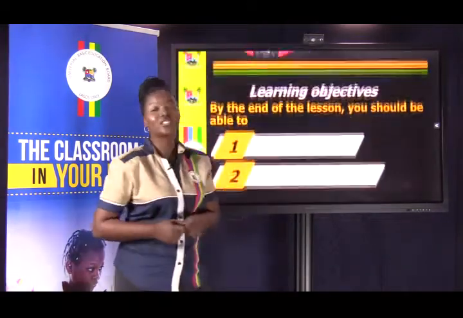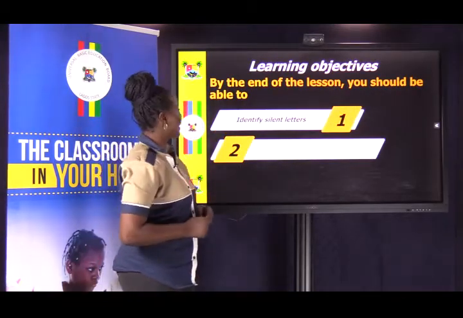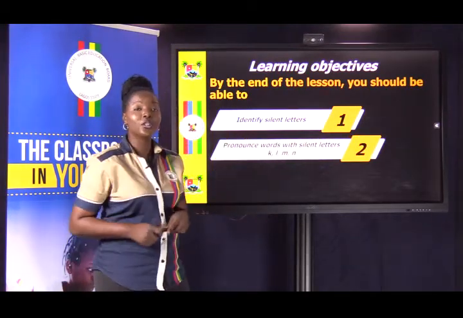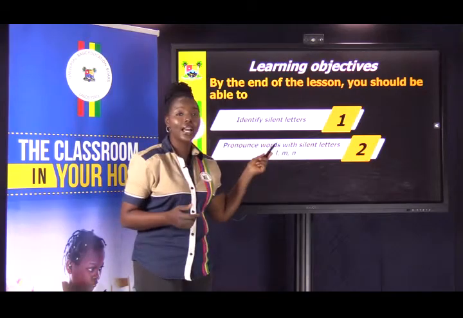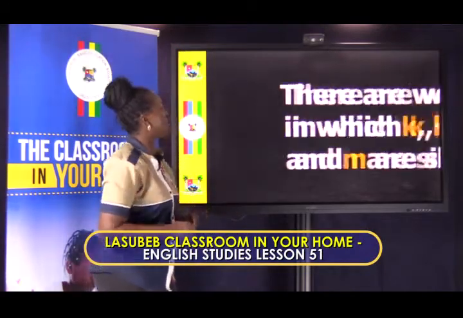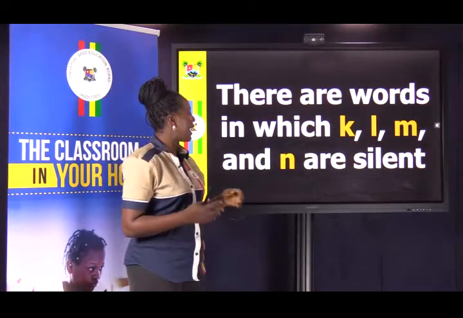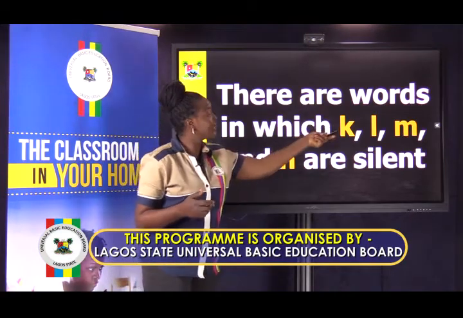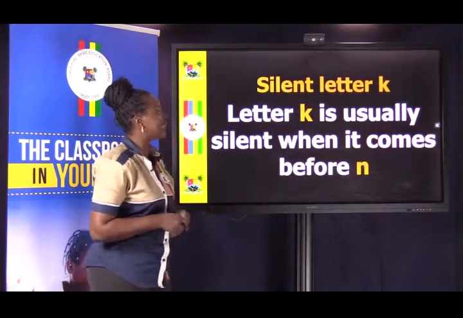But before we delve into that topic proper, let us look at the learning objective for today. By today's lesson, you should be able to identify silent letters, okay? You should also be able to pronounce words with silent letters K, L, M, and N. Are you ready? Okay, let's begin. There are some words in which these four letters are silent.